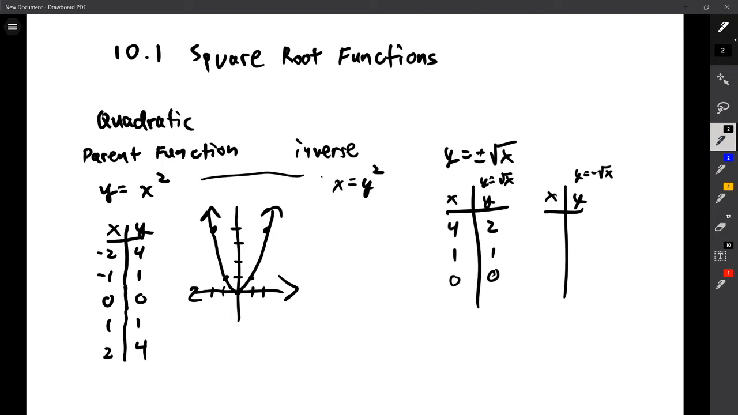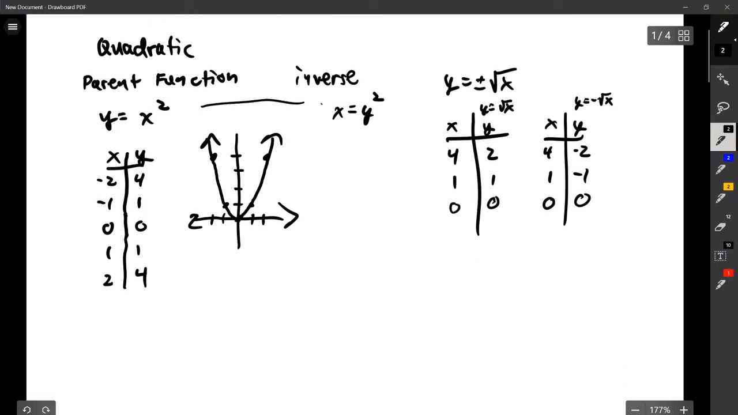Okay. Let's do the same thing with these x values, but now if x is 4, the y value that we get is negative square root of 4, which is negative 2. And if x is 1, the y value is negative square root of 1, which is negative 1. And then 0, negative 0 is still 0. So if we graph these now, let's see what we get.